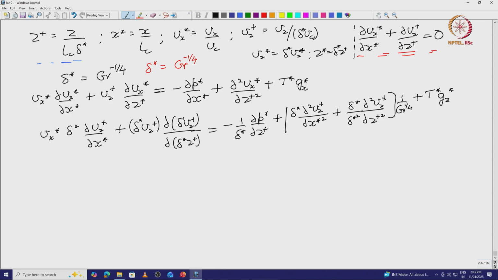Which is the largest term here? It turns out that the largest term is the pressure term, because it is multiplied by a 1 over delta here. So, I can multiply the entire equation by delta, and on the left side I will get delta square.